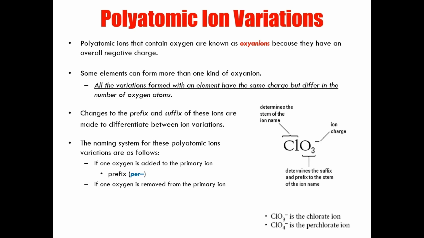If one oxygen atom is removed from the primary ion, I change the ending of the ion name to ite. And so the primary ion has lost one oxygen atom, and it now has the name chlorite.